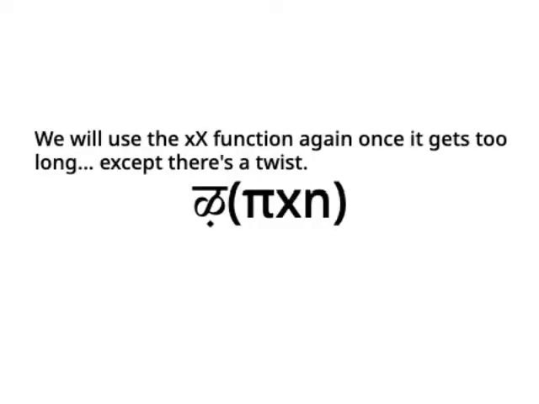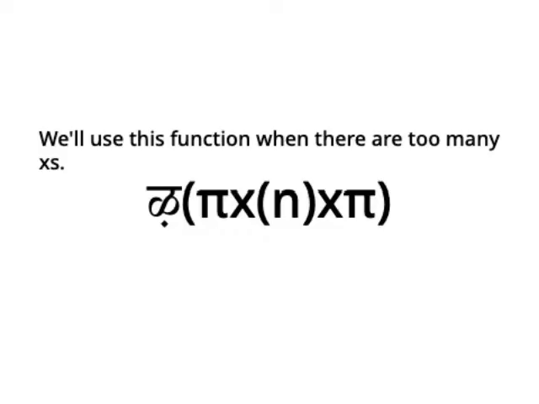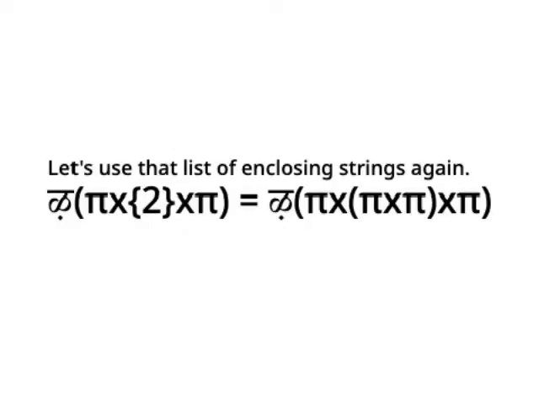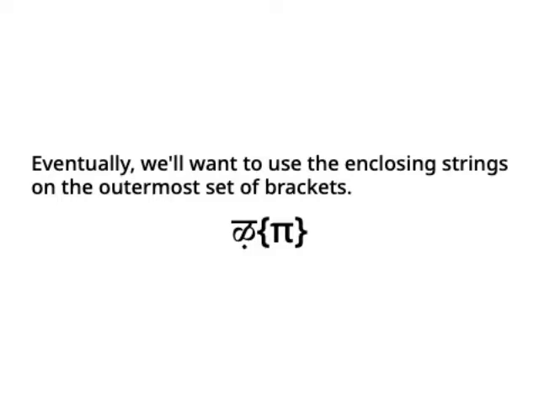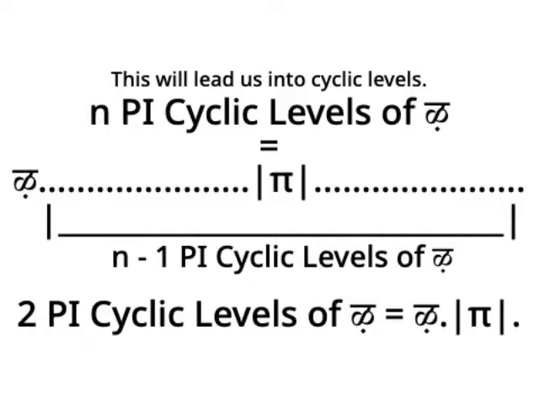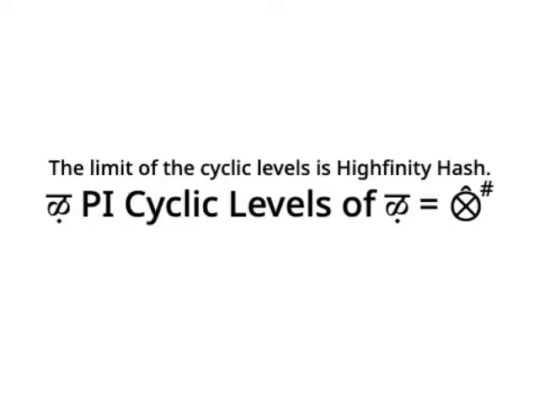We will use the xx function again once it gets too long. Except there's a twist. We'll use this function when there are too many xs. Let's use that list of enclosing strings again. Then diagonalize over and over again. Eventually, we'll want to use the enclosing strings on the outermost set of brackets. This will lead us into cyclic levels. The limit of the cyclic levels is highfinity hash.